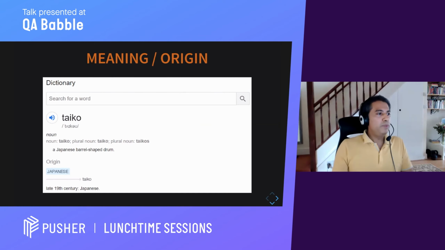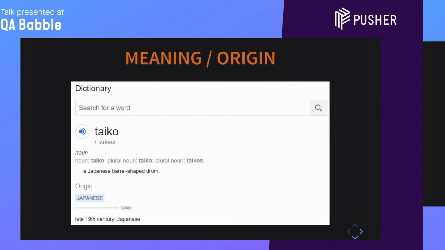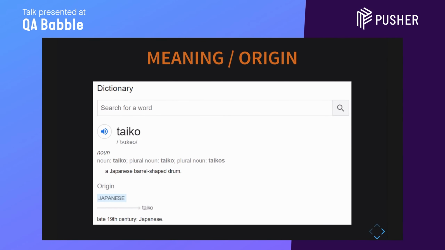So, what does Taiko mean? Taiko actually is a Japanese barrel-shaped drum, and I will slowly come to what it means.